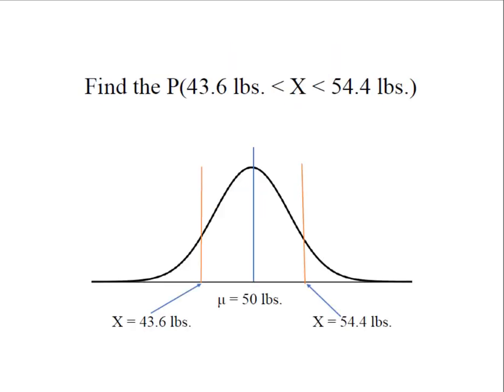So based on the way the normal distribution function in Excel works, we're going to end up solving for the probability, or the area under the curve, that falls below 54.4 pounds. And we know that that includes an area that we don't want. So we'll go ahead and solve for the area that is below 43.6 pounds. Then when we're done, we're going to subtract the two, because the area below 43.6 pounds is double counted. When we subtract it out, it's simply going to leave us the area, or the quantity of data, between 43.6 and 54.4.